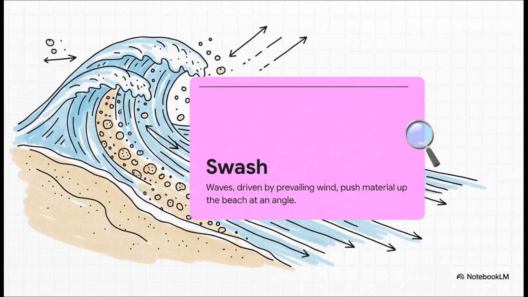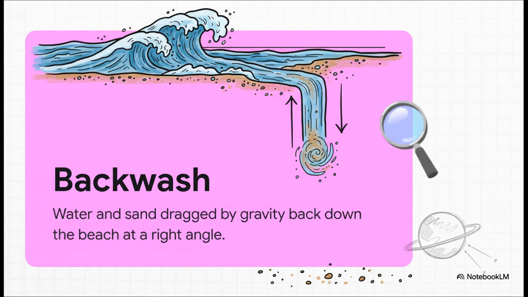Now, you gotta know, waves almost never hit the beach straight on, right? The wind usually pushes them in at an angle. So every time a wave breaks, it shoves water and a whole bunch of sand diagonally up the beach. But what goes up has to come down. As that water runs out of steam, gravity just takes over. And the backwash pulls all that water and the sand it's carrying straight back down the beach at a perfect 90-degree angle to the coast.